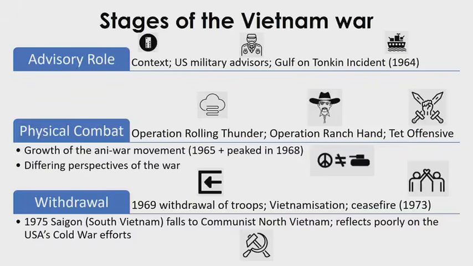And in all likelihood, you must end your essay in 1975, when we speak about the fact that in 1975, Saigon falls to communist North Vietnam. And we know that the fact that South Vietnam actually falls to communist North Vietnam is a poor reflection on the USA and the efforts within Vietnam. Essentially, we consider it a loss for the USA.